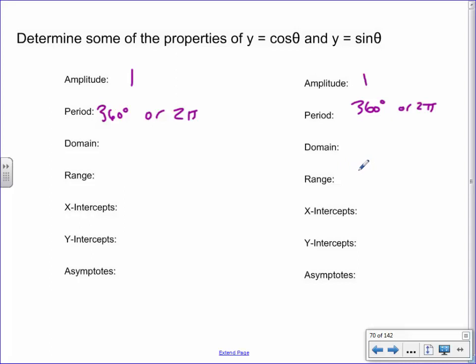What's the domain of this graph? What sort of angles can you use? Can you use -7 degrees? Yep. 57 degrees? Yep. A million and 4 degrees?